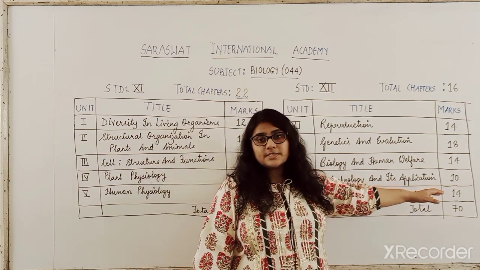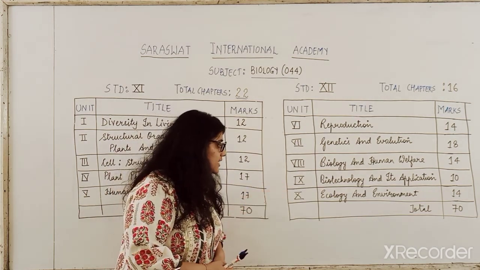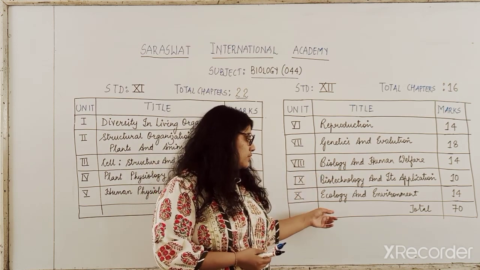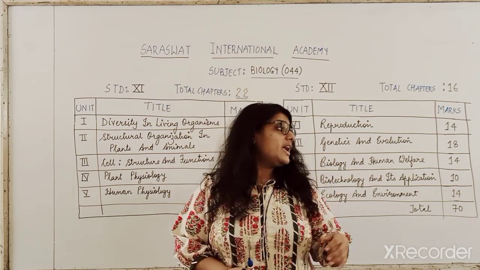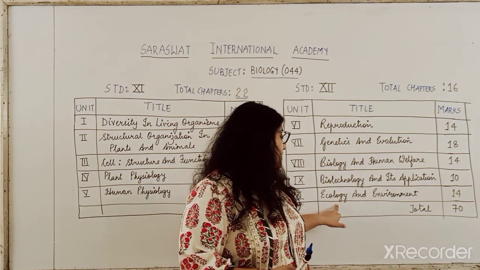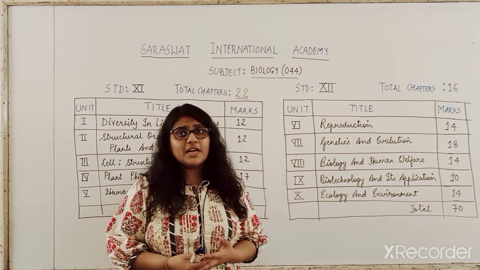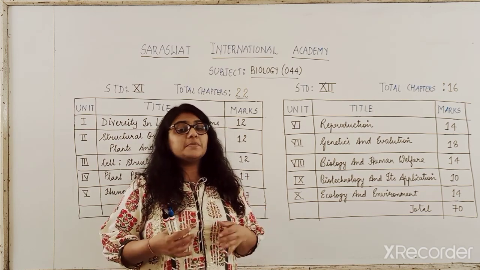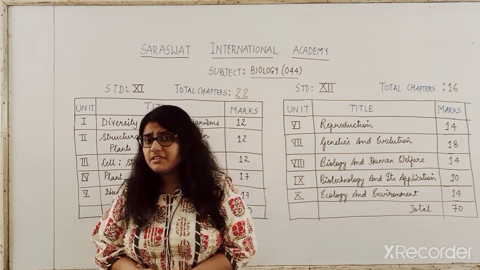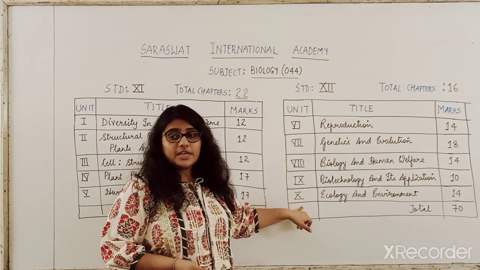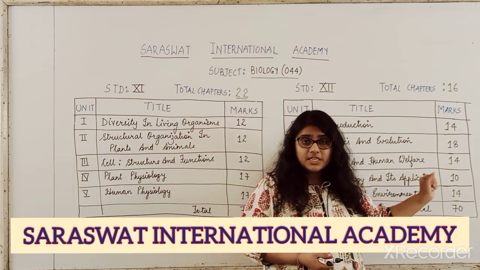The total marks for this unit is 10. Now the last unit of your 12th standard is unit 10, and it is the 5th unit. The name of the unit is ecology and environment. In simple words, we will be studying environmental biology in the last unit. We will be dealing with environmental issues and which types of interactions are found in organisms in detail. We will also be studying biodiversity. All these topics will be included in unit 10, ecology and environment. The total marks for this unit is 14 marks.